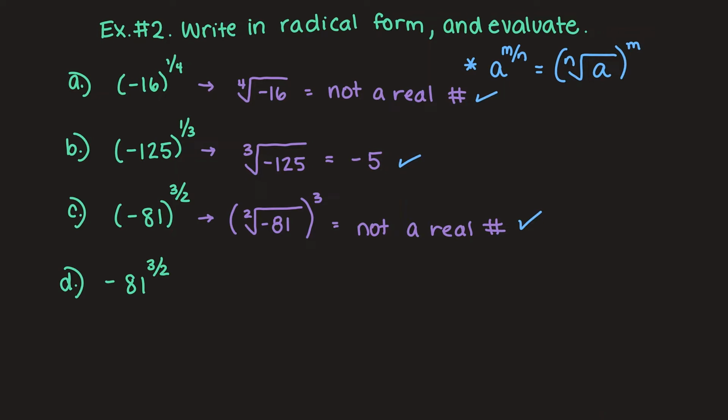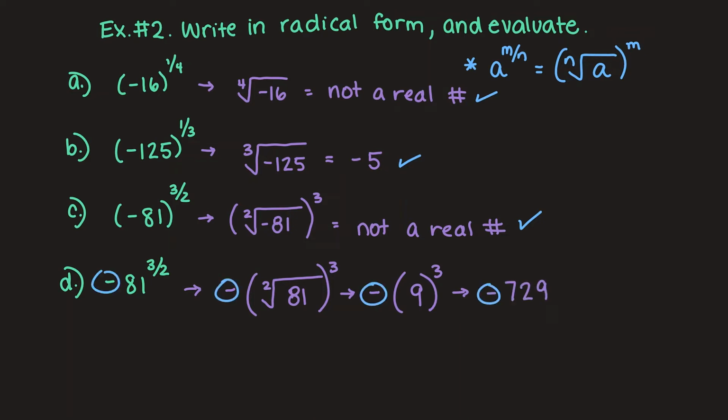And for the next example, notice how only 81 is raised to the 3/2. So we can rewrite this as a radical and just keep the negative sign in front. So the square root of 81 is 9, and then 9 to the 3rd power is 729. But with the negative in front, this equals negative 729. So notice how the parentheses affect how we evaluate an expression. The base of this expression is negative 81, while the base of this expression is just 81.